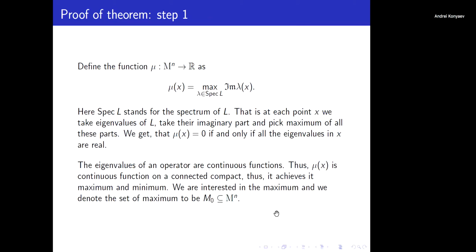If all the elements of the spectrum are real, the imaginary part is 0, and it means that the maximum is 0. So the 0 set of this function is exactly the points where there are no complex eigenvalues. But as this function is continuous, right, it achieves maximum and minimum. It is bounded, and we denote its maximum as mu 0. So this is the maximum, and on a compact connected manifold, that's where we use compactness, it achieves maximum and minimum.